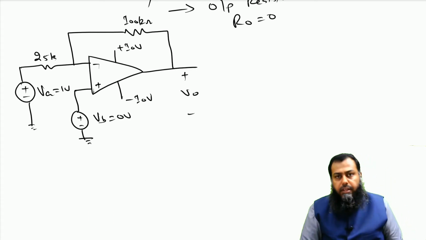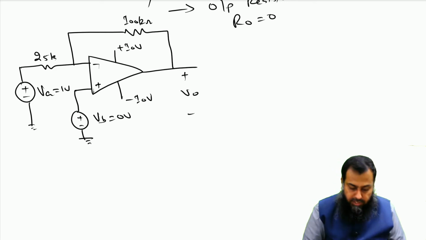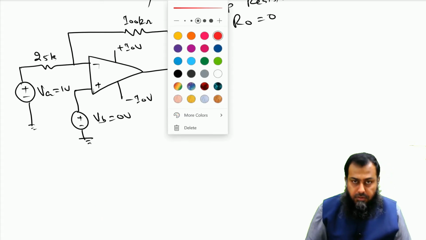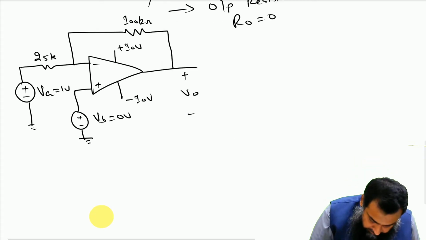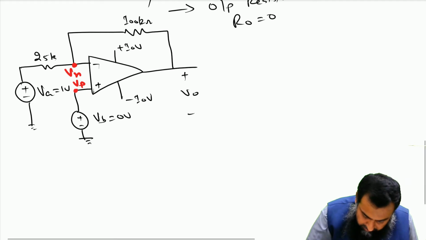Now, to start with the analysis of this particular circuit, we first need to identify if this particular operational amplifier is actually operating in a linear region or not. To do this, we shall first assign some values. So let us say this is Vn and this is Vp, right?